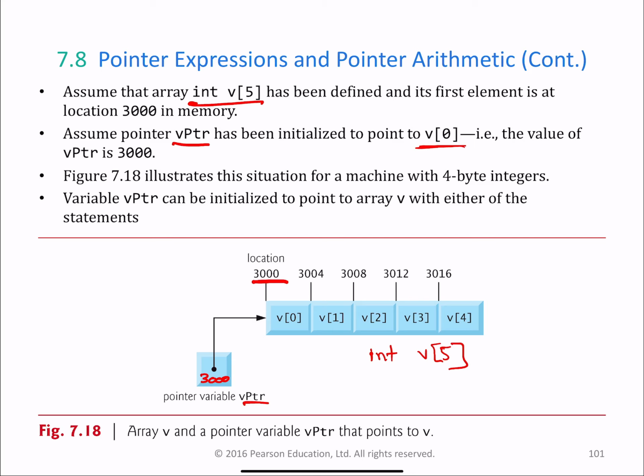Now remember that integers are on most systems 4 bytes in size, which means element number 1 of array v will have starting address 3004. Element number 2 will have starting address 3008. And the element number 3 will have address 3012, and the last element v[4] will have address 3016. Now, if this pointer vPtr is not a constant pointer, then we can redirect vPtr to point at really any of the other elements in this array.